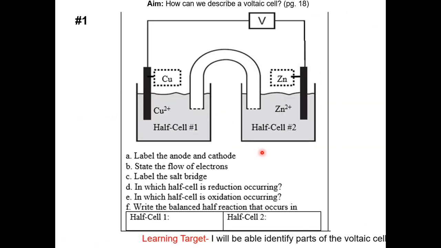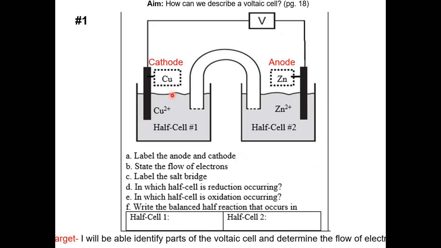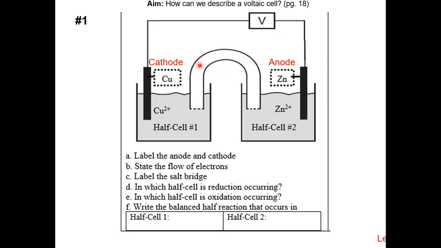For the practice, I would do the first 2 questions and then you can do the rest on your own. Let's look at question 1 on page 19. Label the anode and the cathode. Zinc is the anode and copper is the cathode because on table J, zinc is more active than copper. So zinc will be oxidized and copper will be reduced. So the flow of electrons will be from zinc to copper. The salt bridge is over here.